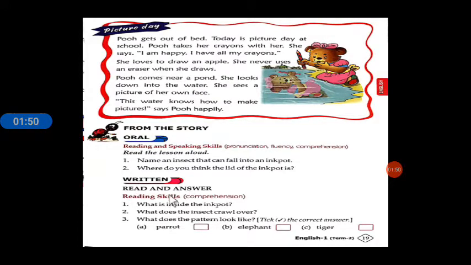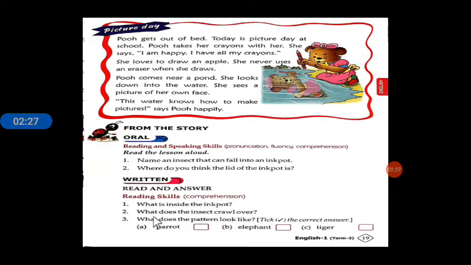First question: what is inside the ink pot? Do you know, my dear students, what is there inside of the ink pot? Yes, there is an insect inside the ink pot. So this is the answer. The second one: what does the insect crawl over? The insect crawls over a white paper.